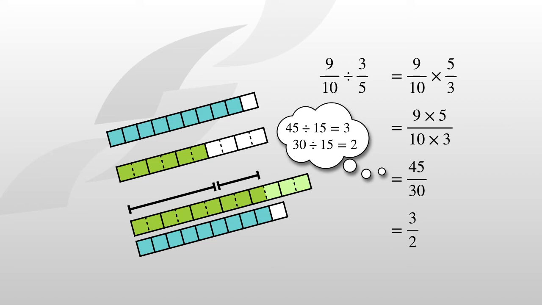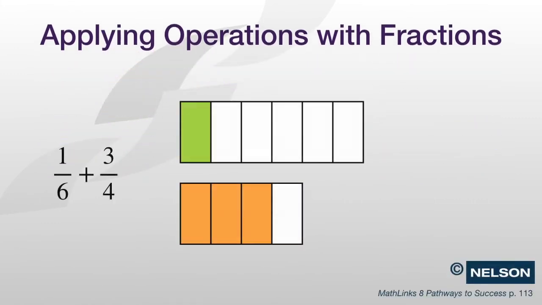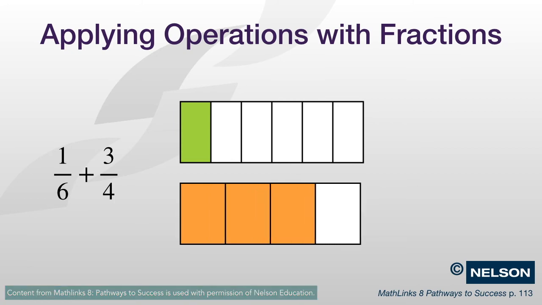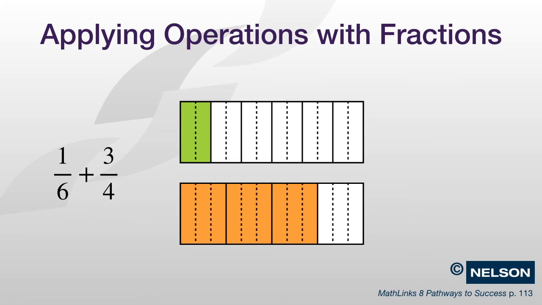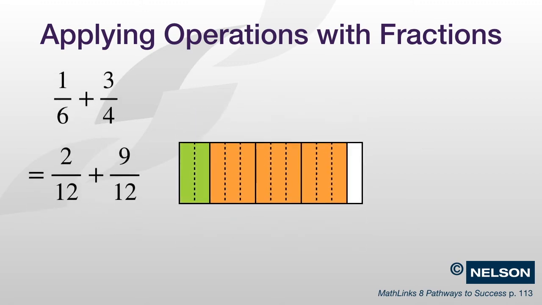Let's apply our understanding of operations with fractions to some problems from the textbook. To add these two fractions, what we think of as 1 must be the same. But now the sizes of the pieces are different. We can express both sixths and quarters as 12ths. Combining 2/12 and 9/12 makes 11/12.